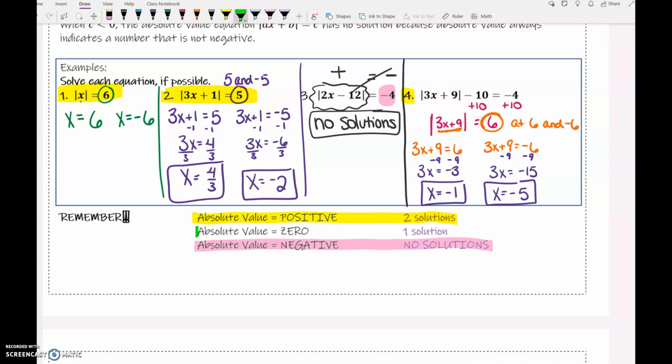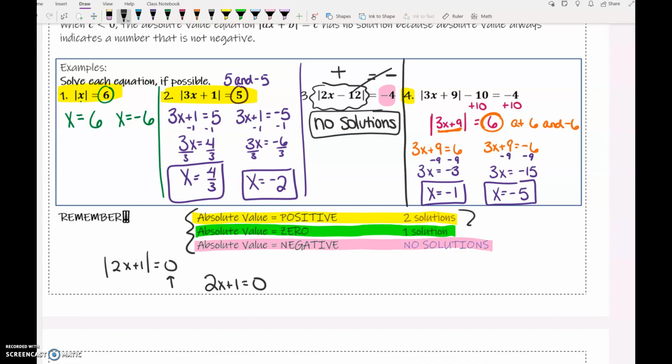The one we didn't talk about is if absolute value equals 0. So say I had the absolute value of 2x plus 1 equals 0. Where are we 0 units away from 0? Only at 0. So the only equation that you could write is 2x plus 1 equals 0. Solve that and you would get only one solution. So keep this in mind. This might be something kind of helpful to put maybe on your note card.